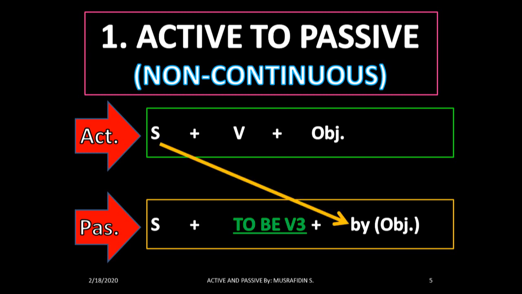Here we have subject in active becomes object in passive, while object in active becomes subject in passive. And the main focus here is that the verb must be converted to to be verb 3. So just bear in mind that for all non-continuous tense, the passive formula is to be verb 3.